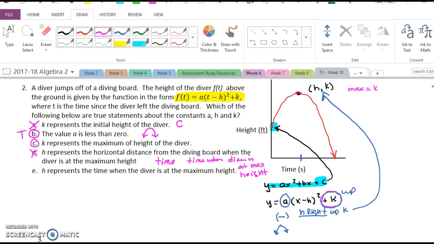H represents the time the diver is at the maximum height. That again is what we just said, that's true. So B, C, and E are all true.